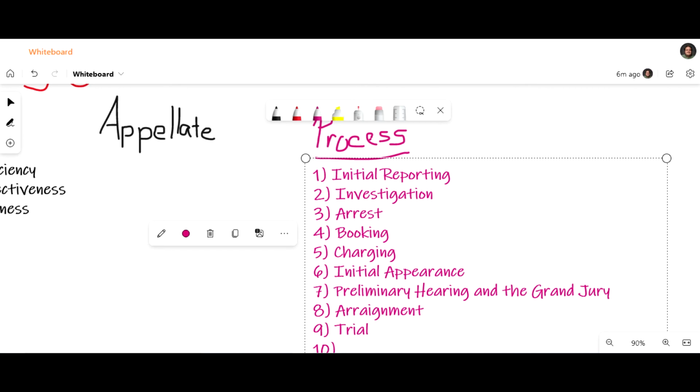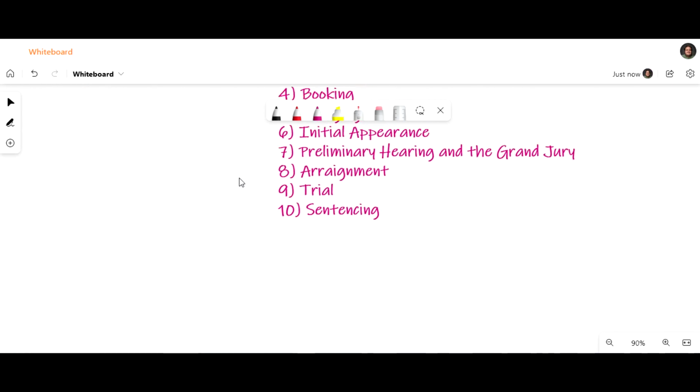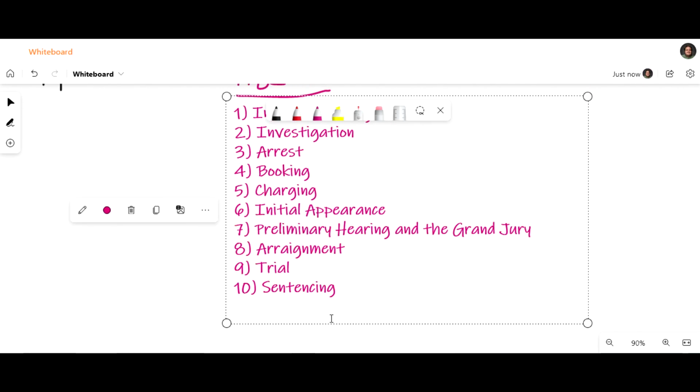Okay, so after a trial has been completed, there's always, of course, sentencing. Another one I shouldn't have to explain, but sentencing is where the official punishment is given out. Obviously, this is if the individual is found guilty. If they're not guilty, they're not sentenced. They're just let go. But if they are sentenced, this is where there are more steps in the process.